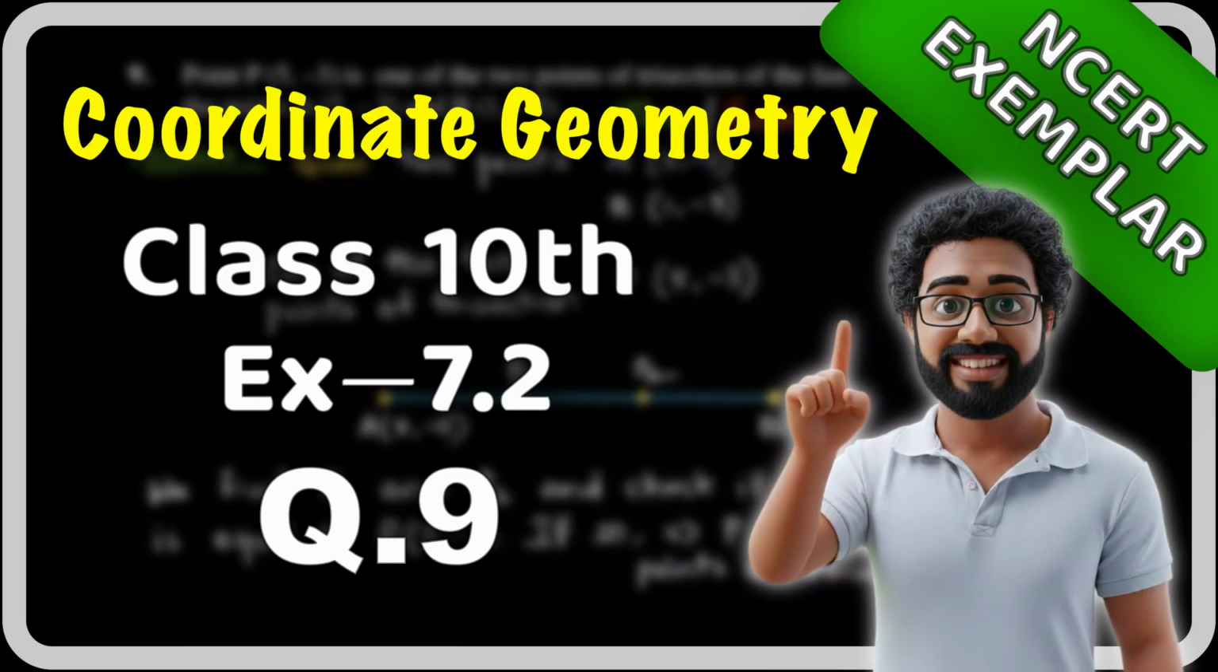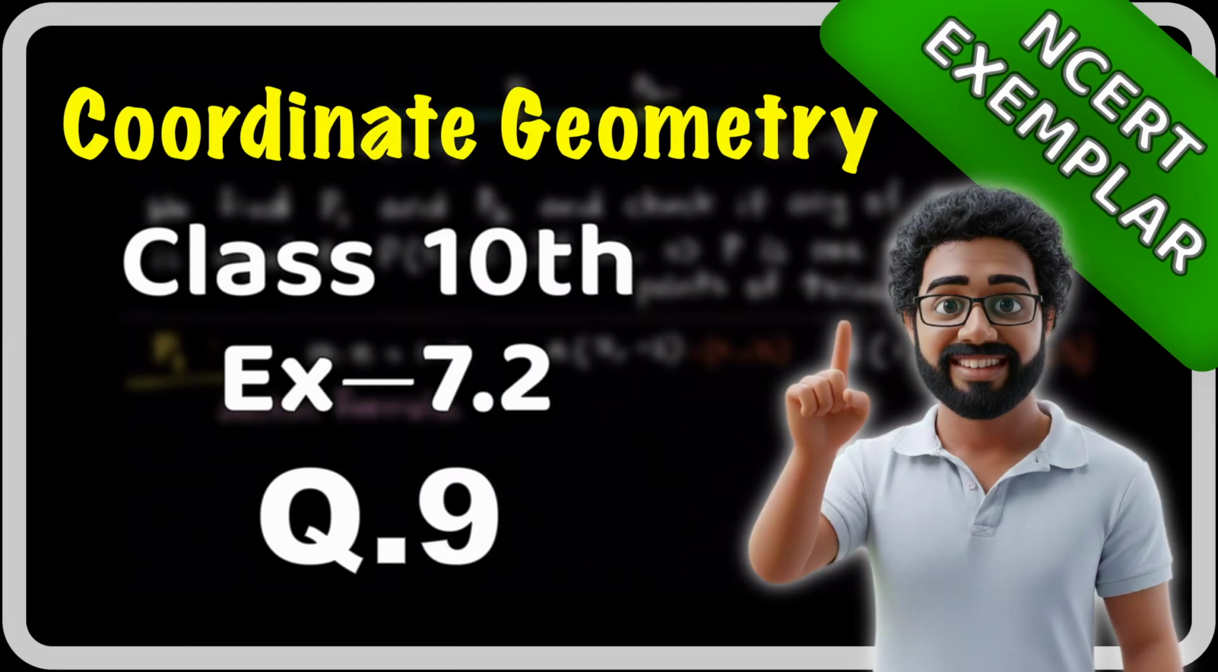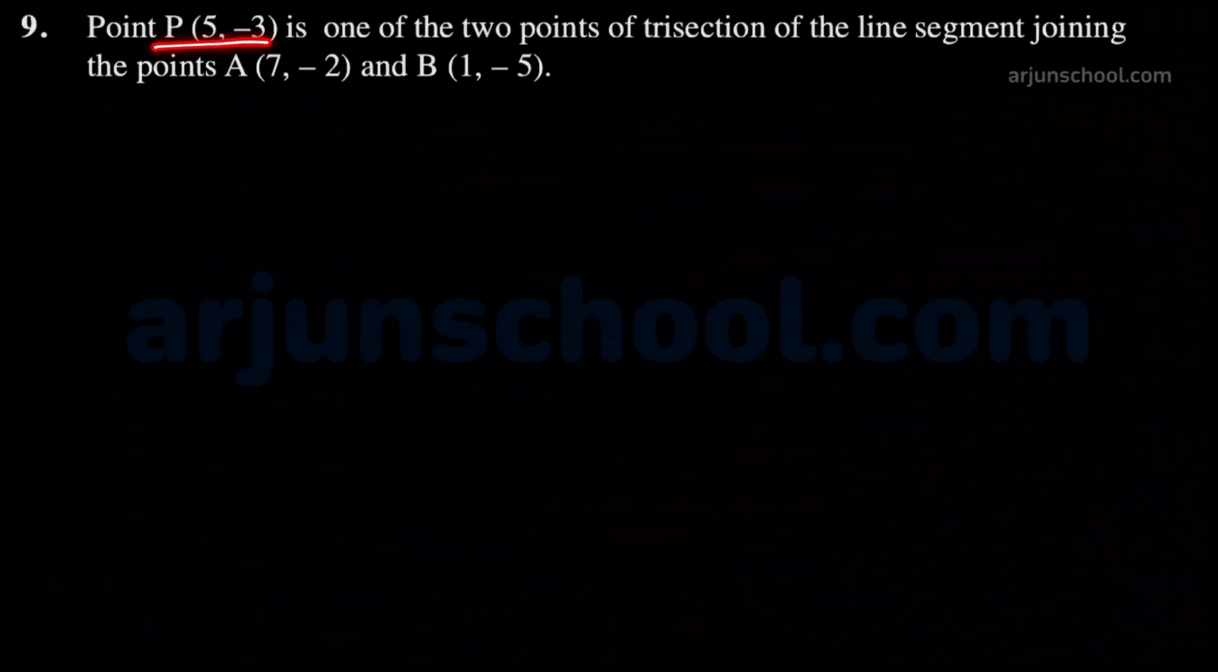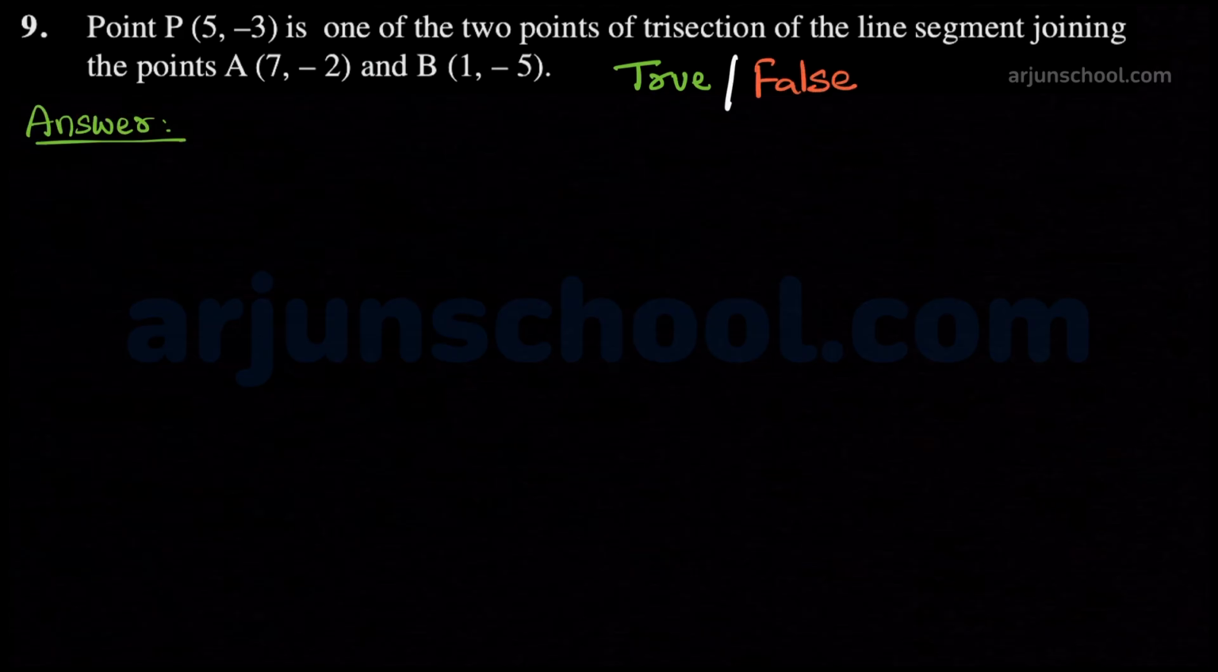NCERT Exemplar Solutions, Class 10, Maths, Chapter 7, Exercise 7.2, Question 9. Point P (5, -3) is one of the 2 points of trisection of the line segment joining the points A (7, -2) and B (1, -5). We have to check if this statement is true or false. Let us find the answer.